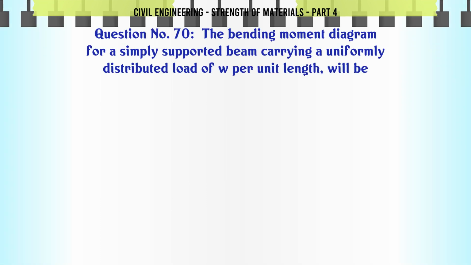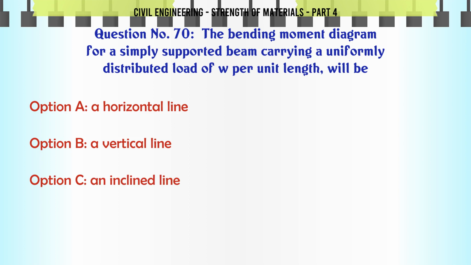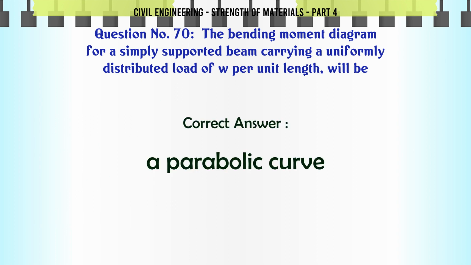The bending moment diagram for a simply supported beam carrying a uniformly distributed load of W per unit length will be A. A horizontal line, B. A vertical line, C. An inclined line, D. A parabolic curve. The correct answer is a parabolic curve.